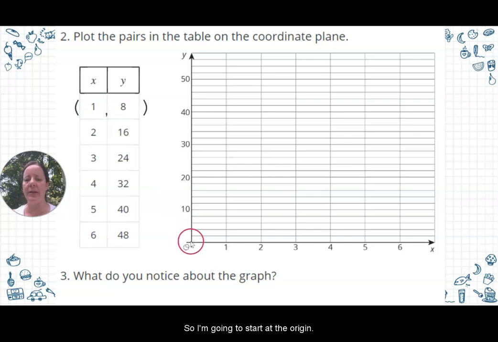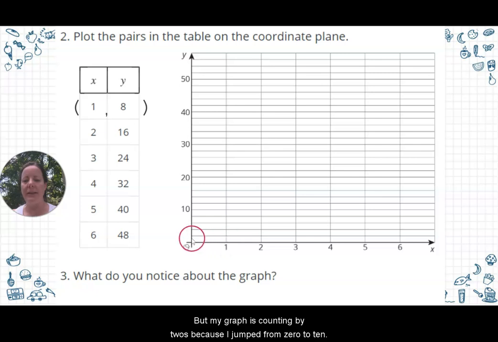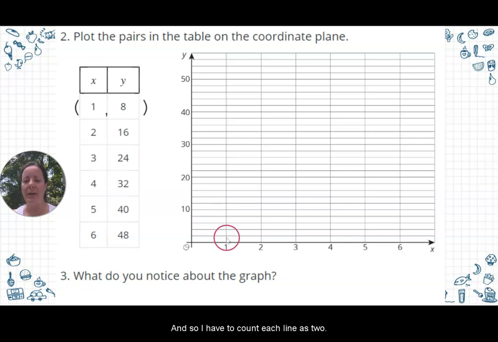So I'm going to start at the origin. That's what this fancy little O is. That's origin. And I'm going to go over 1, because remember X means left and right, and Y means up and down. So I'm going to go right 1 and up 8. But my graph is counting by 2s because I jumped from 0 to 10. And so I have to count each line as 2. So 2, 4, 6, 8. And I'm going to put a point and label it.